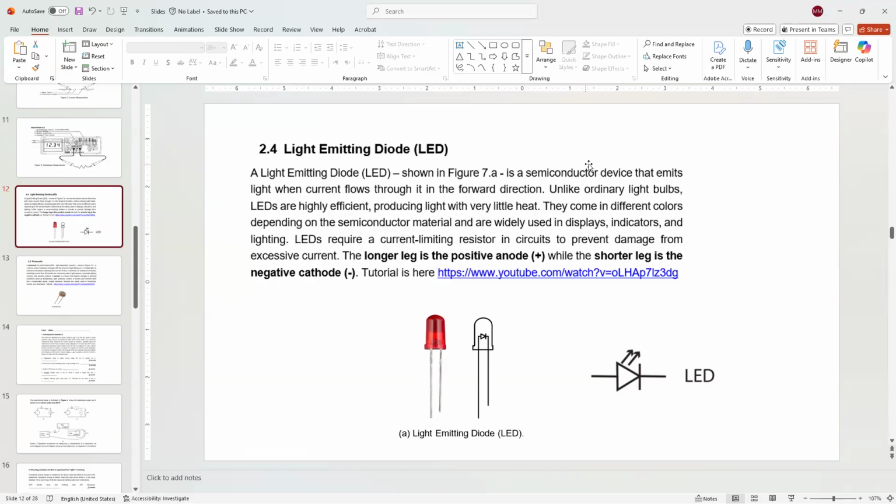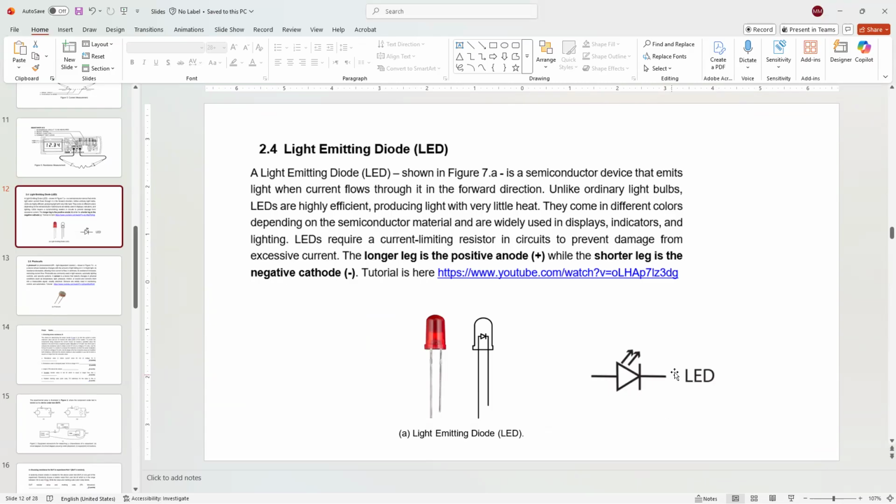But when it is in the backward direction, no, it's off. You see what I'm saying? That's why we have two different terminals here. This terminal we call the anode, and this terminal we call the cathode. When the voltage of the anode is greater than the cathode, current is going to flow in this direction, and then it's going to emit light. So you will see light.